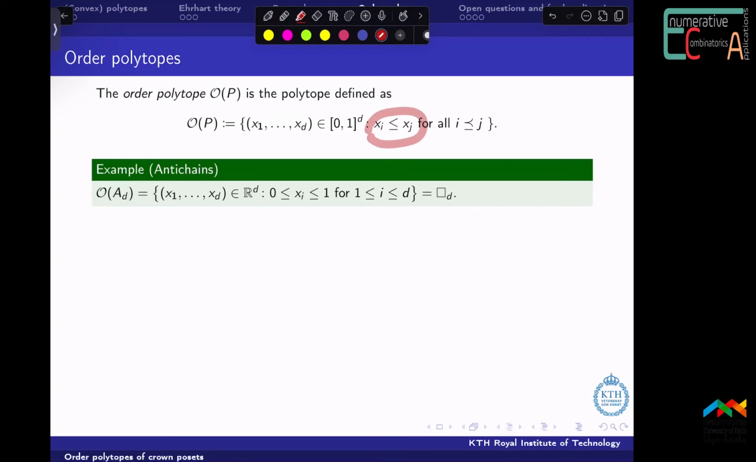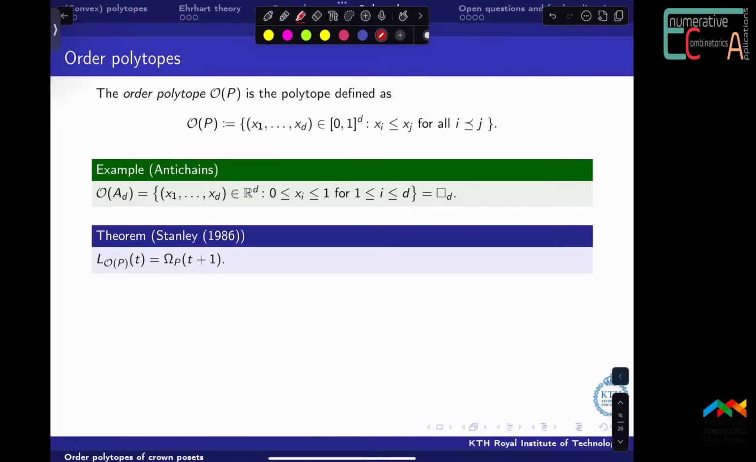So, for example, the order polytope of an antichain on d elements is going to be the unit d-dimensional cube. So it was not just a coincidence that I chose these two running examples.